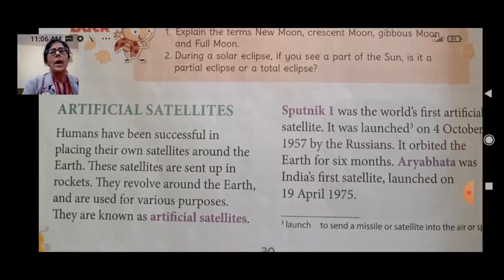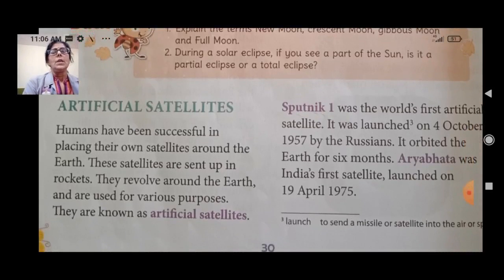Now, artificial satellites. Humans have been successful in placing their own satellites around the Earth. These satellites are sent up in rockets. We send satellites into space with rockets. They revolve around the Earth and are used for various purposes. They are known as artificial satellites.